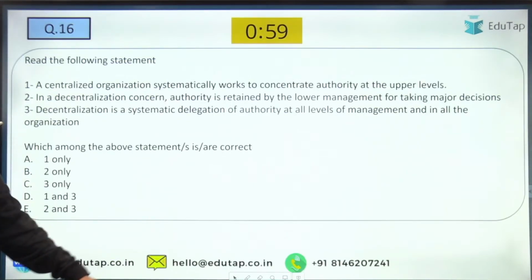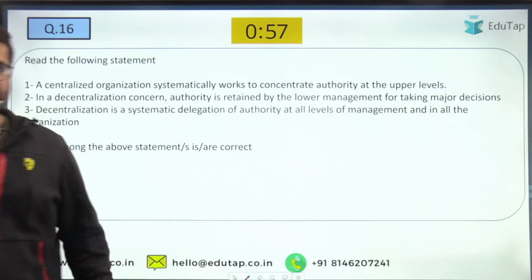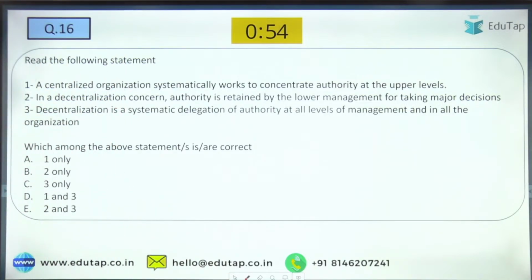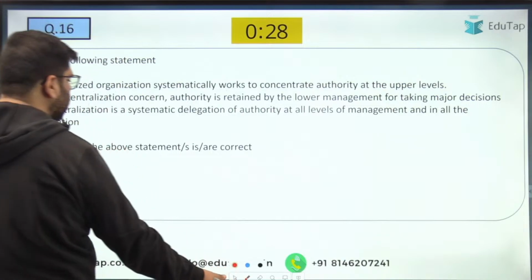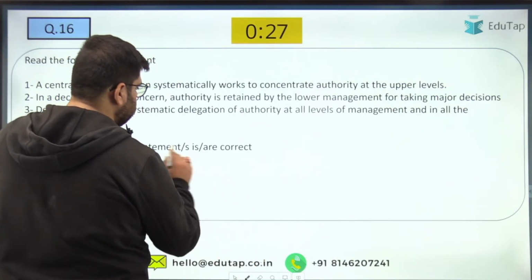Let's move forward to 16 now. 16 is also a phase 2 level question. Phase 2 level question on your screen right now. Let's see how many of you will get it correct. A centralized organization systematically works to concentrate authority at the upper levels. In a decentralized concern, authority is retained by the lower level of management for taking major decisions. Decentralization is systematic delegation of authority at all the levels of management in the organization. Which of the following statements is correct?